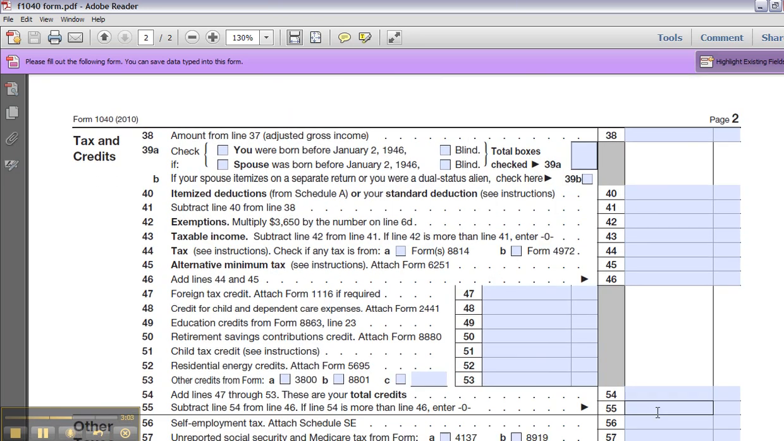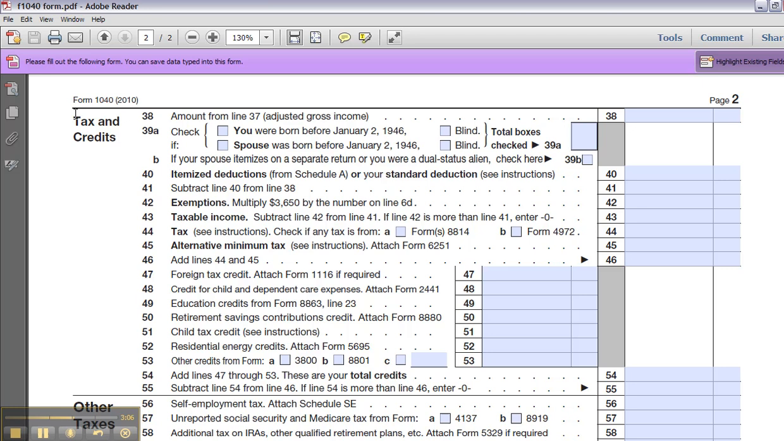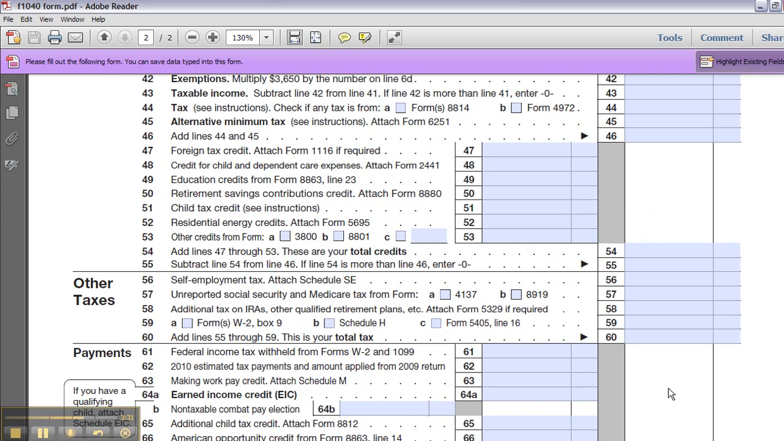On page 2, the next section is your tax and credit section. Your taxable income is computed using your adjusted gross income and subtracting your deductions and exemptions. Then your tax is calculated on line 44, which is a formula, and then you have credits that reduce your tax to get another tax. The next section is your other taxes, which will give you your total tax on line 60.